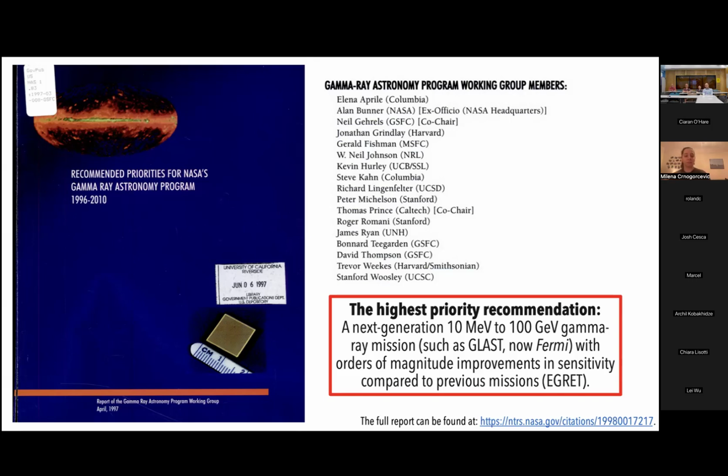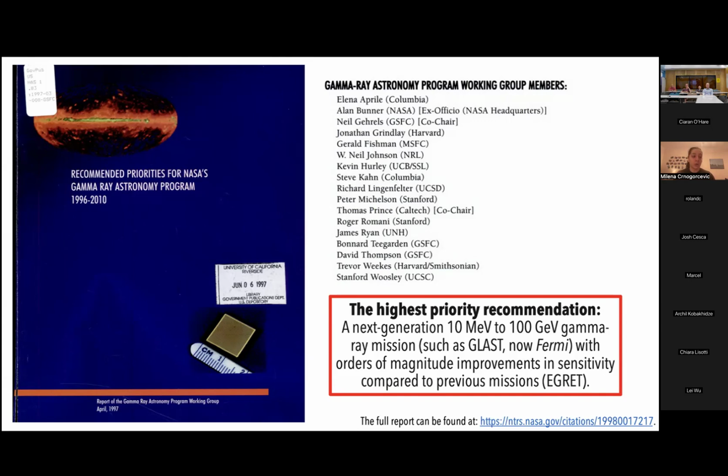So this is a report commissioned by a gamma ray astronomy program working group that tackled the question in 1996 as to where the next decade of gamma ray astronomy is. And one of the highest priority recommendations was the next generation 10 MeV to 100 GeV gamma ray mission, such as GLAST, that is the old name for Fermi, with orders of magnitude improvements in sensitivity compared to previous missions.